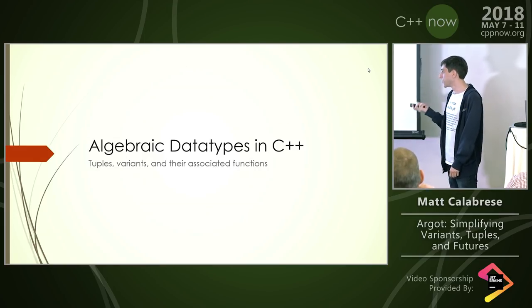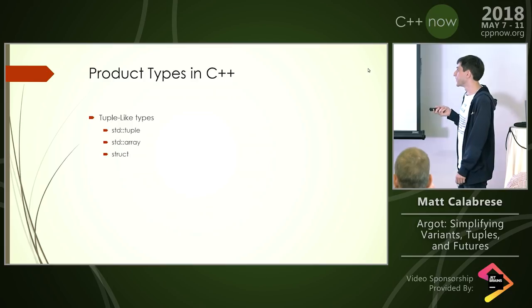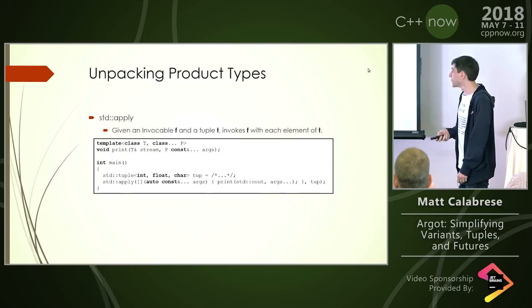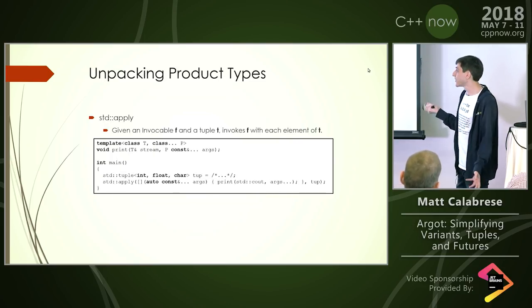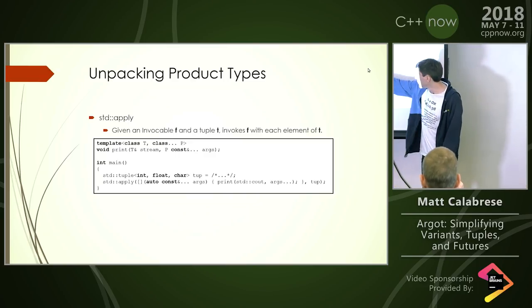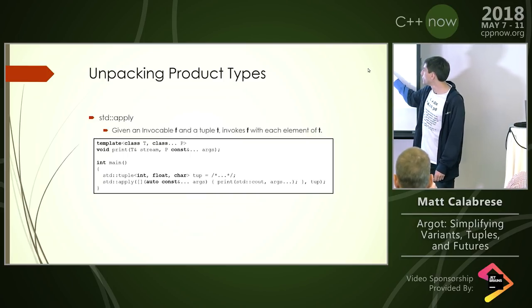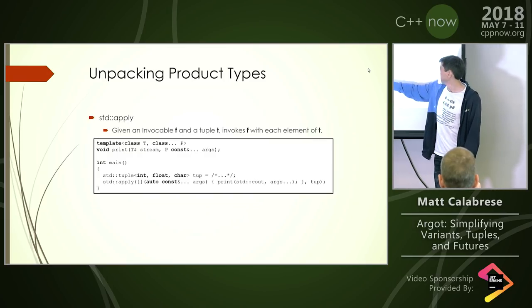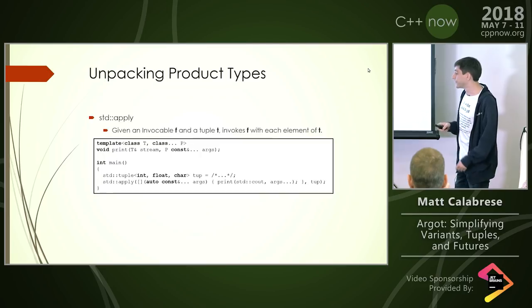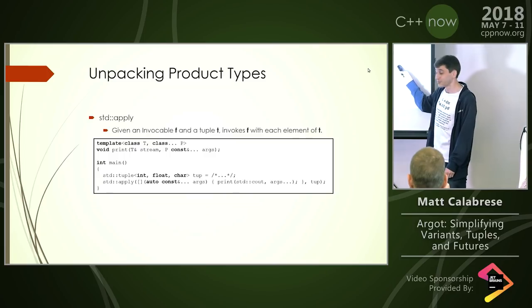So before we get going, I'm going to talk a little bit about algebraic data types in C++. We have product types in C++, and when I say product type, I basically mean things like structs, tuples, and std arrays. We have very limited facilities for actually unpacking these product types in C++. The main facility that came about in C++17 was std apply. What std apply lets you do is take an existing tuple and some kind of function object, and expand out all of the tuple's elements and pass them as arguments to that function. So it's a sort of complicated higher order function, and the function object that you pass must completely consume all of the elements of the tuple.